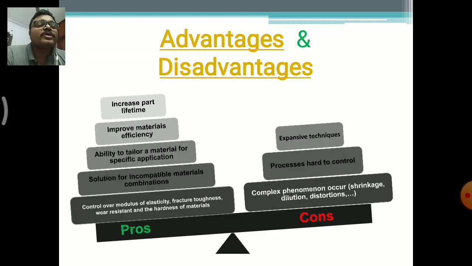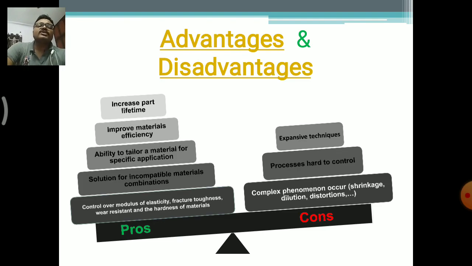Next, going to the main topic, advantages and disadvantages of FGMs. First we will take the advantages. First one is increased lifetime of the object. FGMs increase the lifetime of a particular object or material. Next one is improved material efficiency. The work of the process of the material can be increased by using FGM.